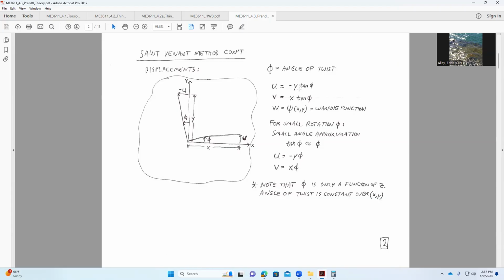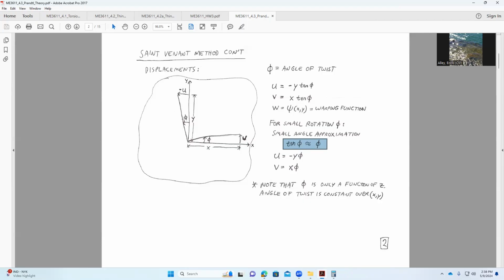For a small rotation, we say tangent phi is approximately phi. That's okay. So u is going to be y times phi with a minus sign. V is going to be x times phi. And remember, from geometry, this is pretty much an arc length. If phi is in radians, it would be a slightly curved arc length right here, but for a really short angle, it's pretty much the same as a straight line. So that's what we're using to approximate our tangent phi as phi: that arc length for a short rotation is about the same as this tangent distance.